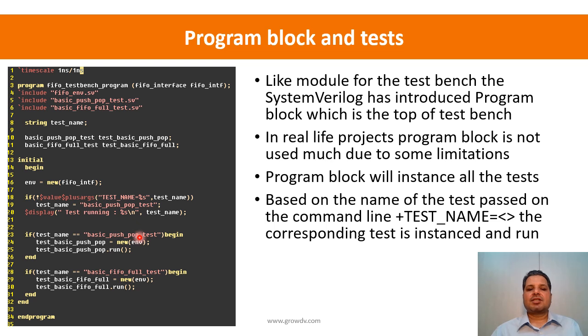Then if it matches this basic push pop test, I will instance a test. I had already declared a handle over here. I'll instance a test, and I will pass the environment handle that I have. It's actually an environment object because I already knew it. So I will pass this environment object as a part of the constructor to the test, and then I will call run to that particular test.